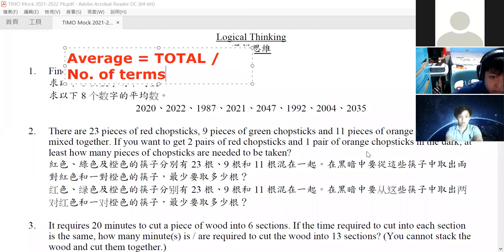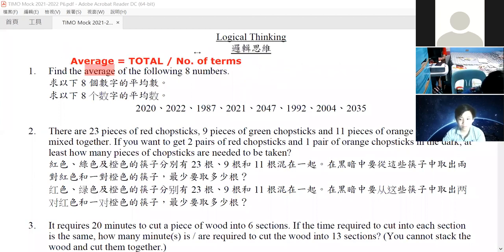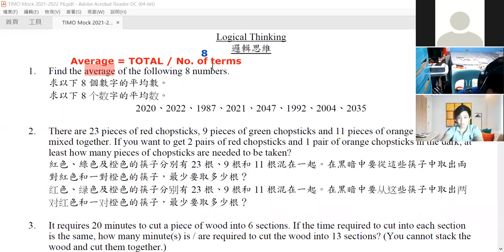So all we need to do is to find out the total. Because there are 8 numbers, we already know that the number of terms is 8. So all we need to do is just sum them all. Now, you can try to sum them directly, but it is not advisable because these numbers are big. Instead, you should try to think of all these numbers as 2,000 plus or minus some number.